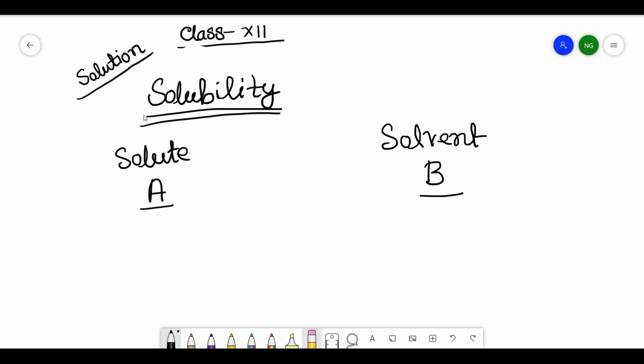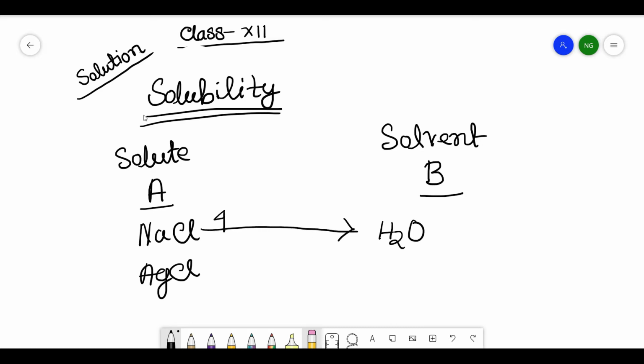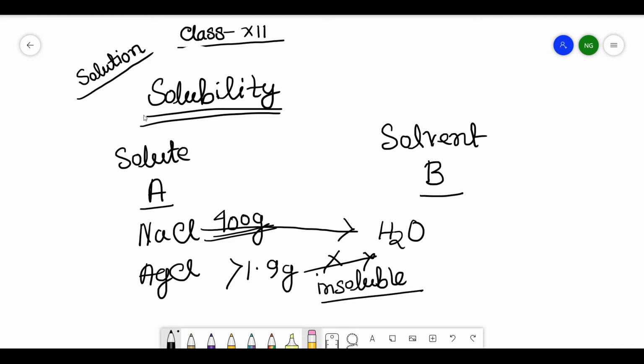For example, if we take two solutes, one is NaCl and another is AgCl, and dissolve them in water. NaCl is easily soluble in water. If we add 400 gram of NaCl into water, it will easily dissolve. But for AgCl, if we add more than 1.9 gram into water, it will not dissolve. That means it will make an insoluble solution. That means AgCl makes a precipitate with water.